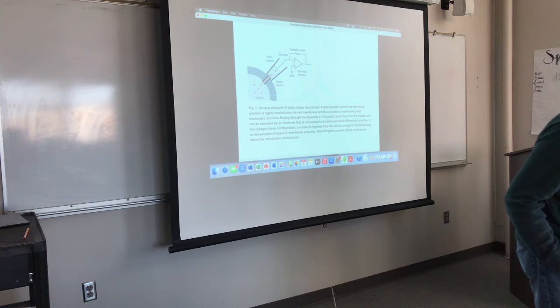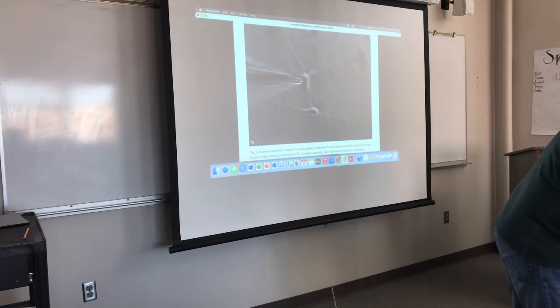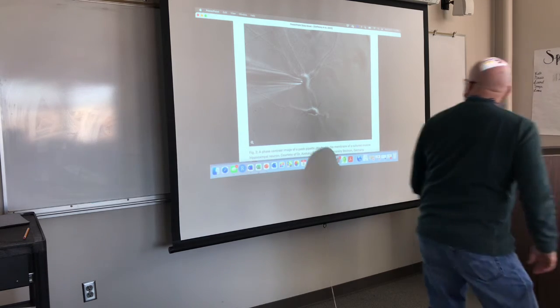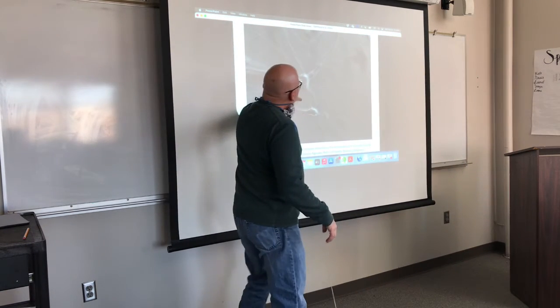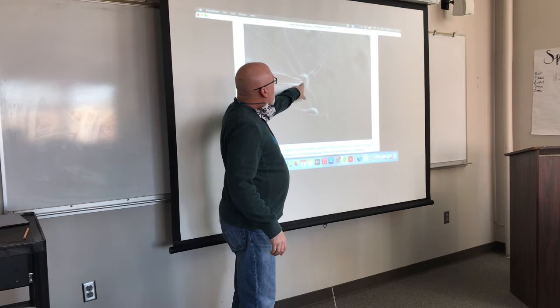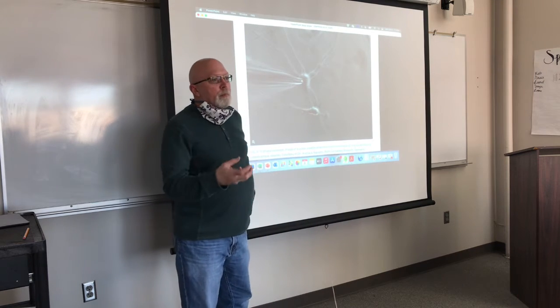This is what it looks like in real life. This is the pipette, and this is actually patch clamping on an actual nerve cell rather than patch clamping on something big like a frog egg. So you can do this on really tiny cells.